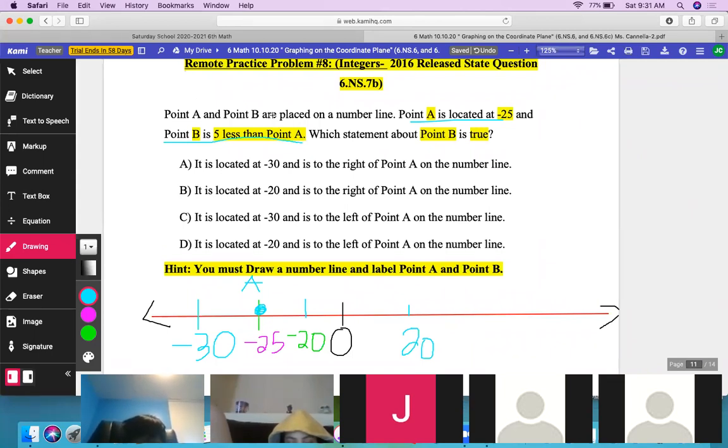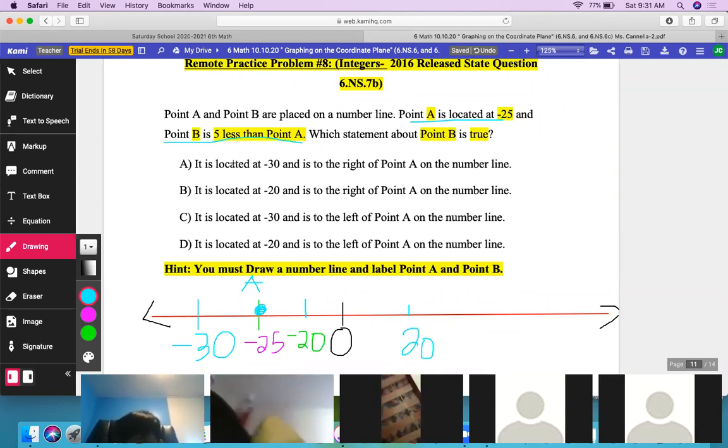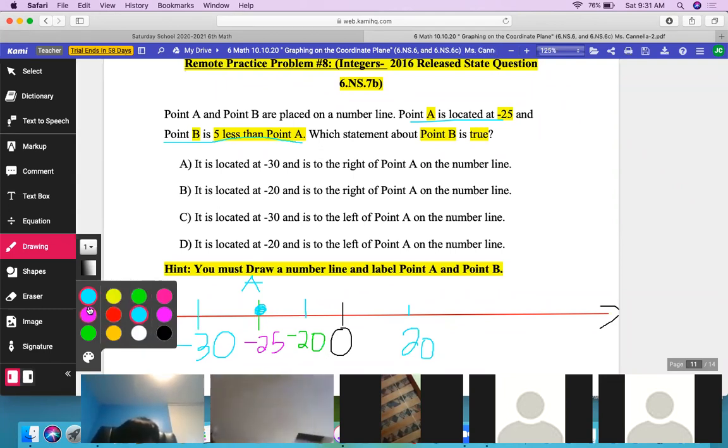5 less than A. So let's say this. If you have 5 less than, are you going to be farther from 0 or closer to 0? Look at the word less than. Farther than 0. Which means you're now at what number for point B? If it's farther from 0, is it -30 or -20, Brandon? -30. Excellent. Now, we already know that the answer has to have -30.